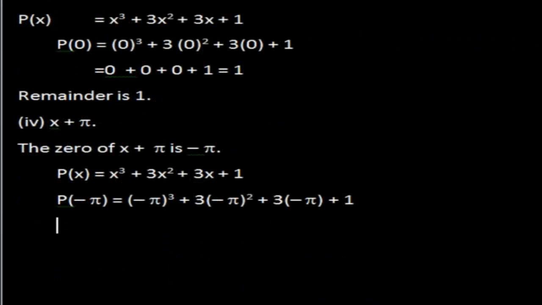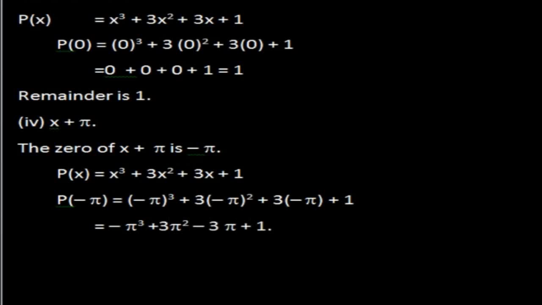Now on further simplification, what is the value of minus pi whole cube? When you multiply this negative thrice it becomes negative, and the value of pi cube is pi cube, plus squaring this minus pi it becomes plus pi square, and multiplying it becomes 3 pi square, minus 3 pi plus 1. This cannot be simplified further, so you can leave it as it is.